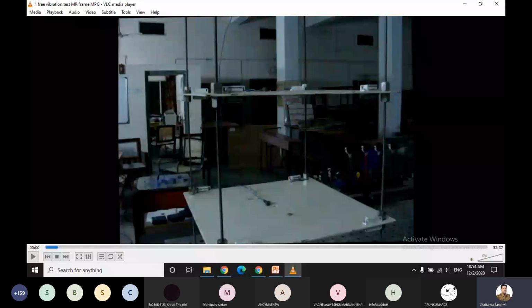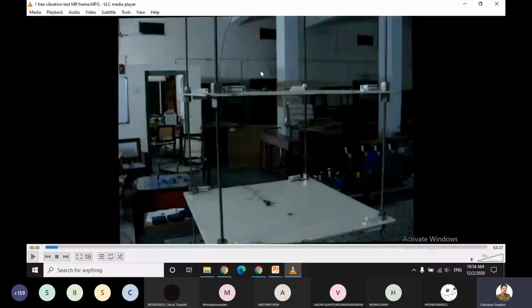So this is a model of a structure. You can see this is the floor, one floor. This is the base, the second floor, and this is the base plate. You can see that it is a 3-story structure, and then this is the sensor placed here.